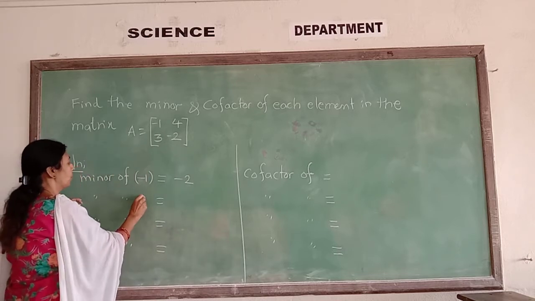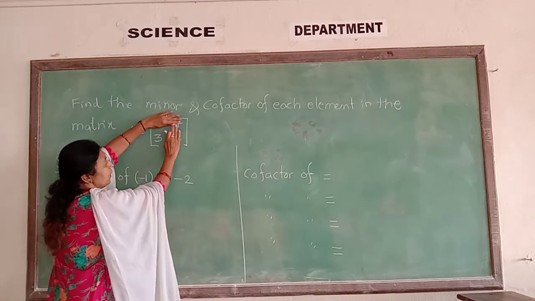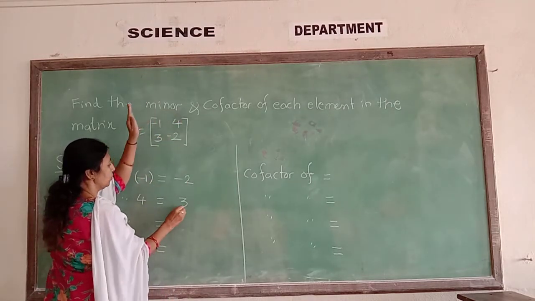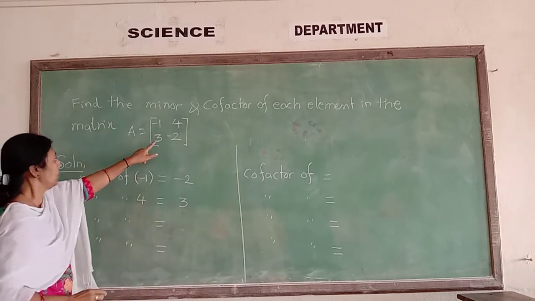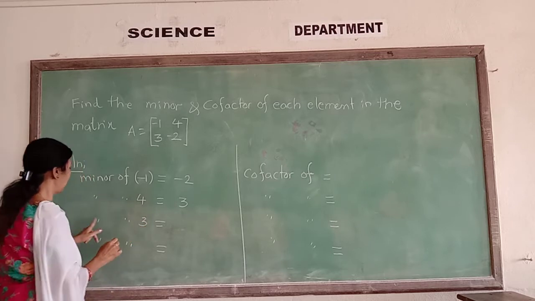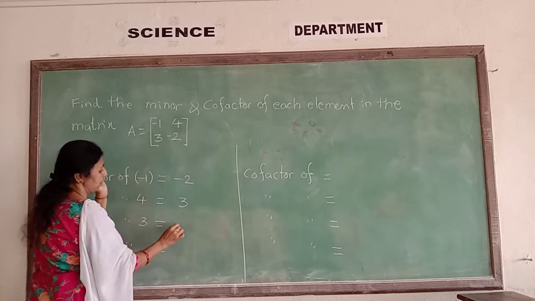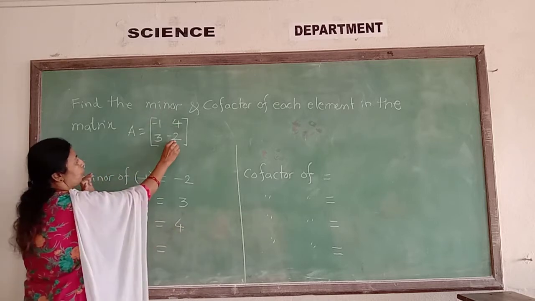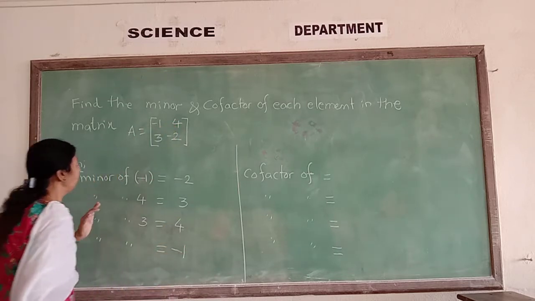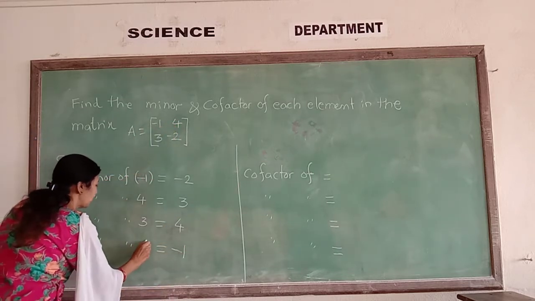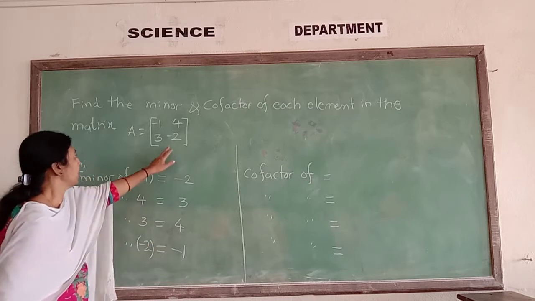Similarly, if you take the element 4, its minor is: leave the row and the column. What remains? 3. So 3 is the minor of this 4. Similarly, coming to 3, the minor of 3: if you leave the row and column, 4 is the minor. And of 4, it is 2. If you leave this row and column, minus 1 is the minor of minus 2. Minus 2, its minor is minus 1.